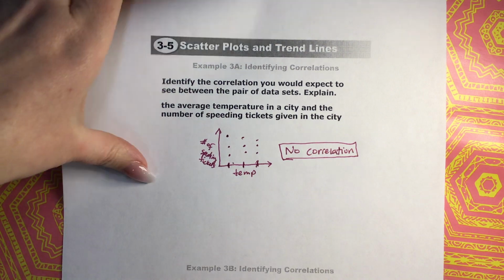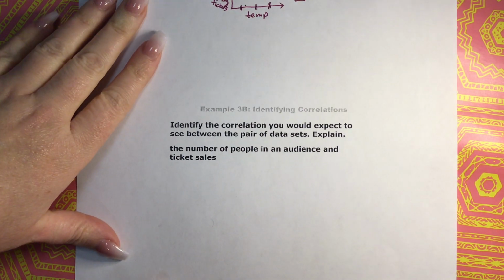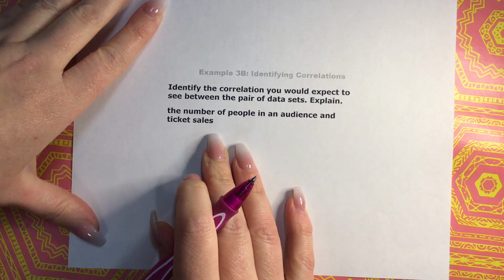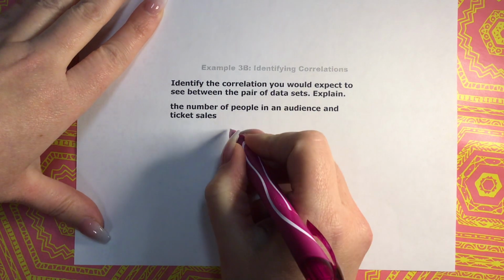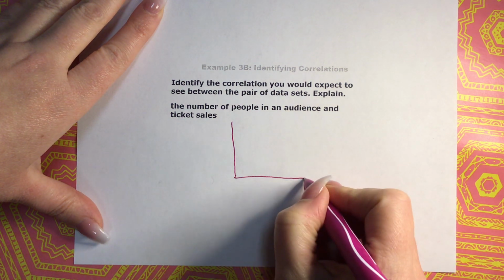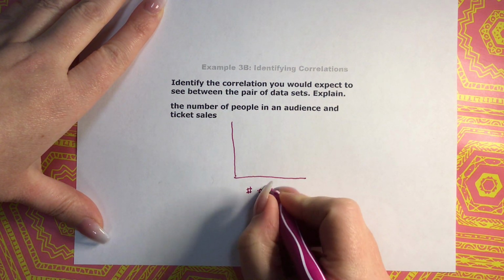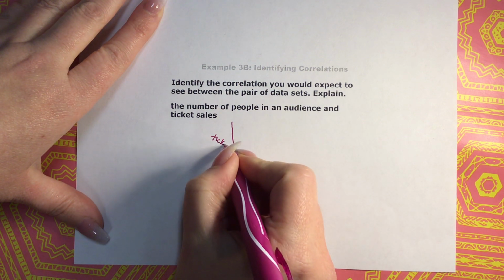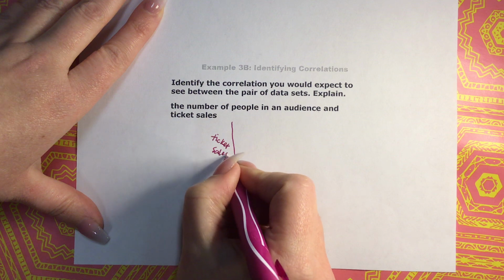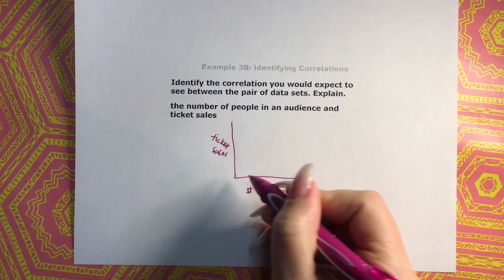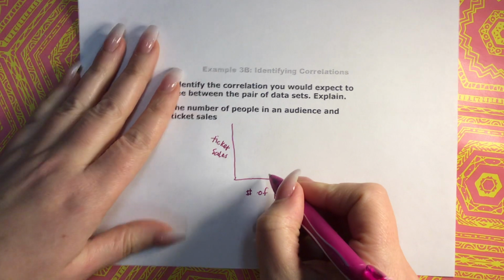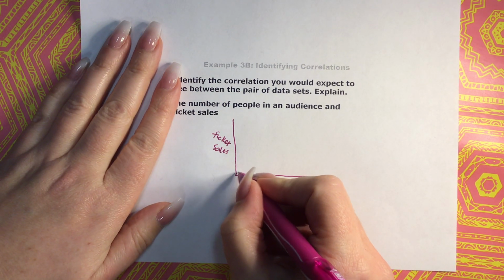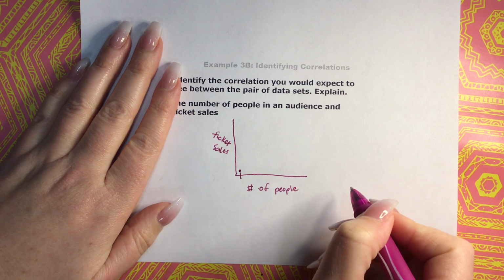All right, let's look at the next one. For the next one, we're looking at the number of people in an audience and the ticket sales. So I'm going to make another graph here. I'm going to have number of people on the bottom and ticket sales here. So let's see, what happens when there are not that many people? Is there a lot of ticket sales? I would say no. I would say the ticket sales would be very small.